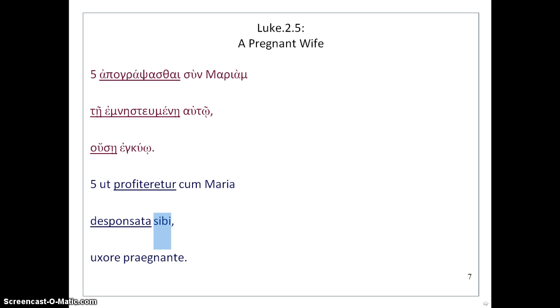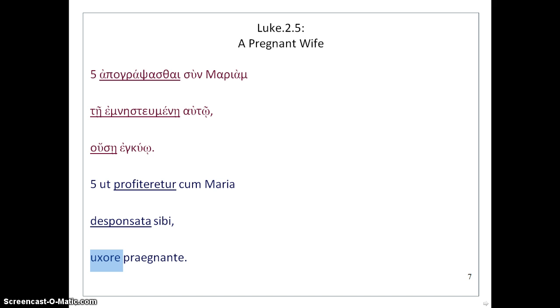Sibi is a reflexive pronoun that is singular and in the dative case, and it refers back to Joseph, the subject of the previous verse. The second participial phrase in Latin is uxore praegnante, meaning a pregnant wife. Uxore is a singular ablative form derived from the feminine nominative uxor, meaning wife.